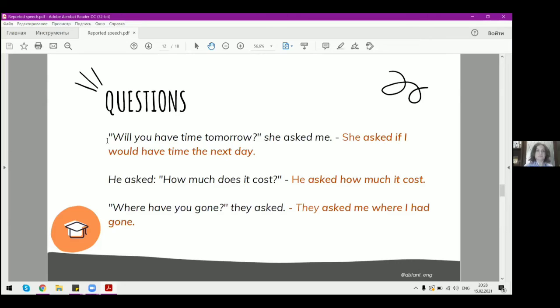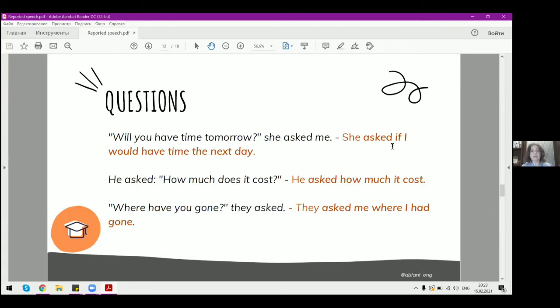For example, "Will you have time tomorrow?" She asked me. Well, she asked me. Author words are in past simple. This is the one to think about, because we need to transform the sentence. Yeah, we need to choose another tense. "Will you have time tomorrow?" It's like future simple. So we should transform future simple into something in the past. Future simple in the past is would plus the verb. So here we go. She asked, maybe me, maybe not me. You can omit it if it doesn't influence the sense.